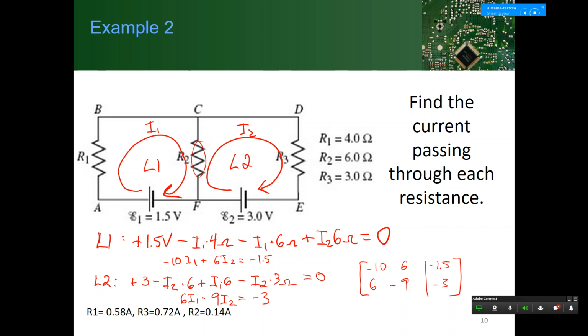I had 2 loops here, and so I had a 2 by 3 matrix. If I had 3 loops, what would it look like? 3 by 4 matrix. Yeah. Exactly. Got it.